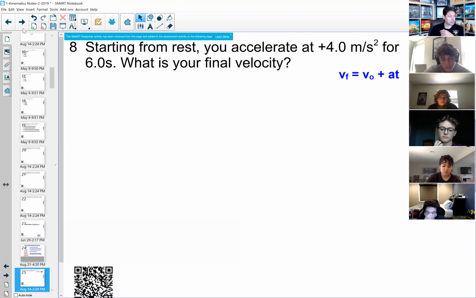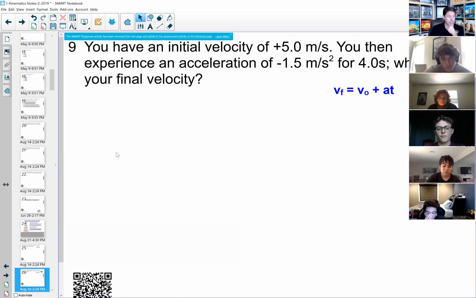Good. All right, let's just do a few more here to wrap it up. You have an initial velocity of positive 5 meters per second. You then experience an acceleration of negative 1.5 meters per second squared for 4 seconds. What is your final velocity?